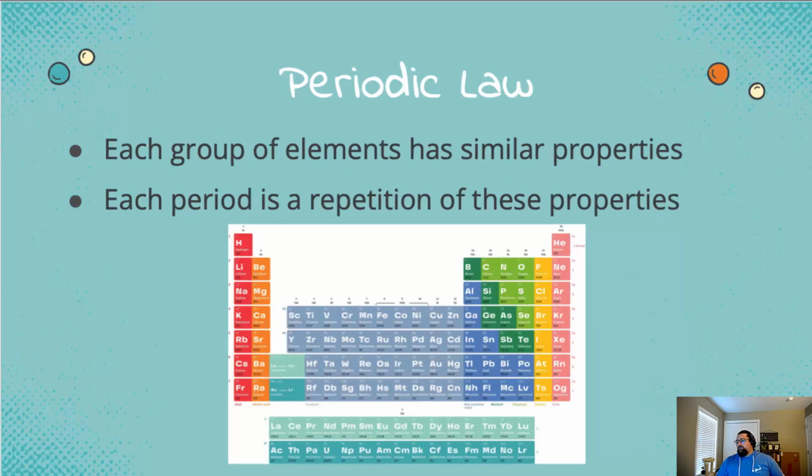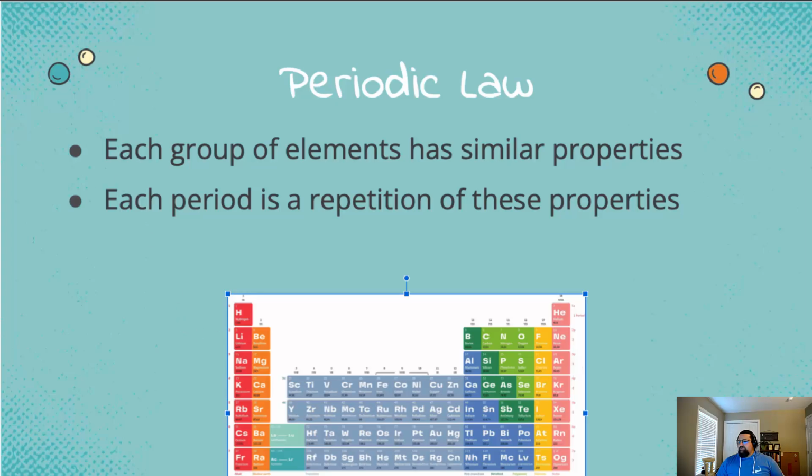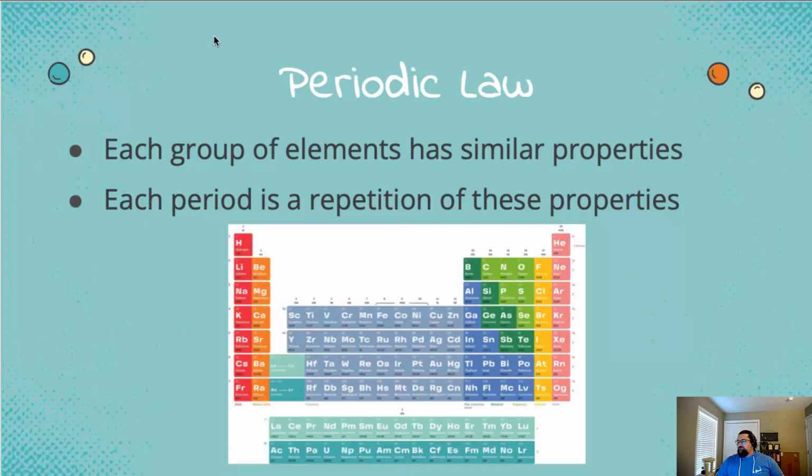And so what we have here is groups and periods. So a group is up and down, right? Group 1, group 2, group 7, group 8, and those things are going to have similar properties. So all of the group 1 elements are going to have similar properties. All the group 2 elements are going to have similar properties. We've seen that in a few of our labs. We've seen it in a few of our demos.